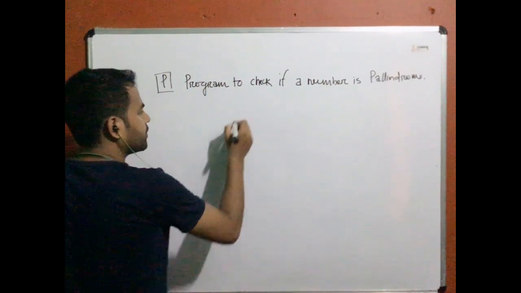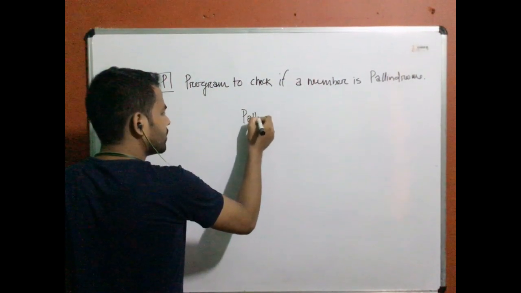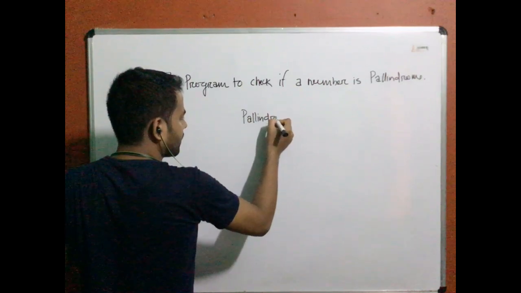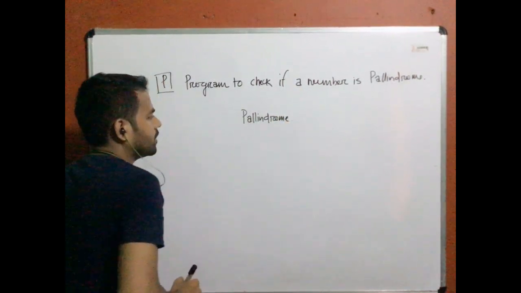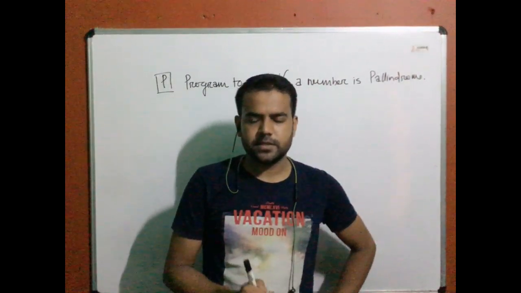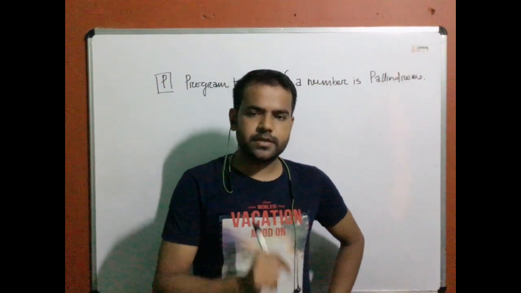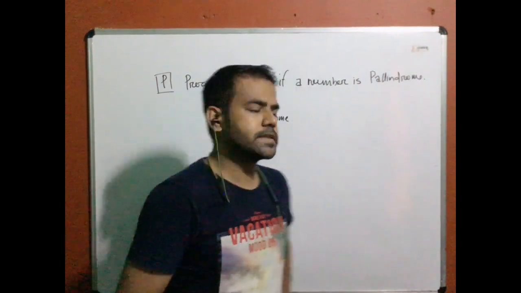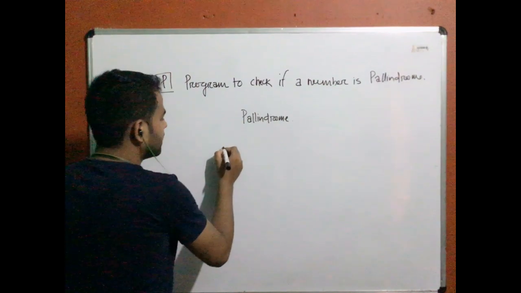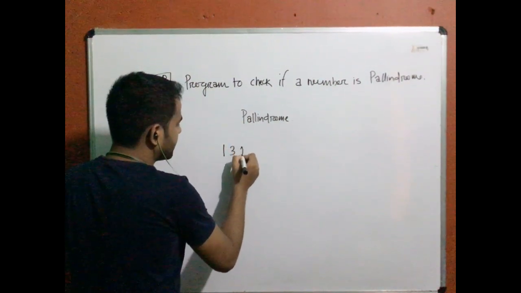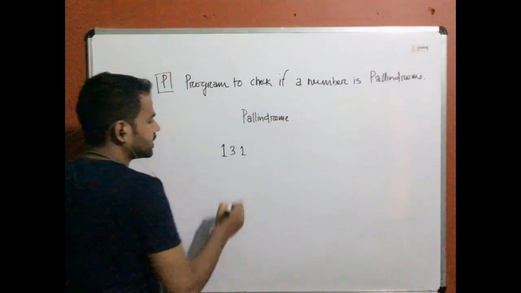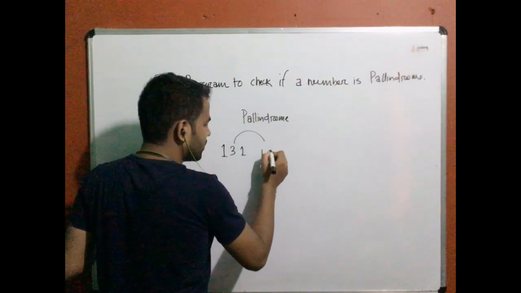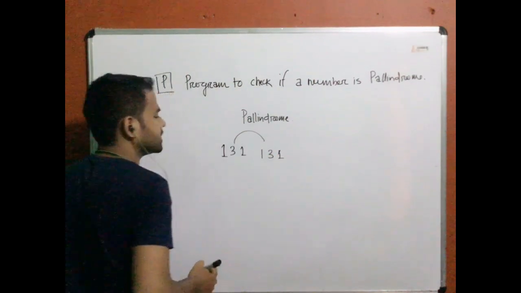Remember this term palindrome. A number is said to be a palindrome if it is equal to the reverse of the same number. For example, 131 is a palindrome. Why? Because if you reverse this number, we get the same number in the result.